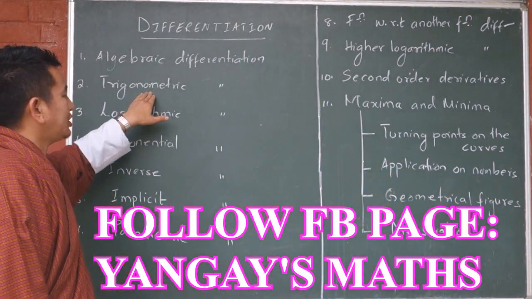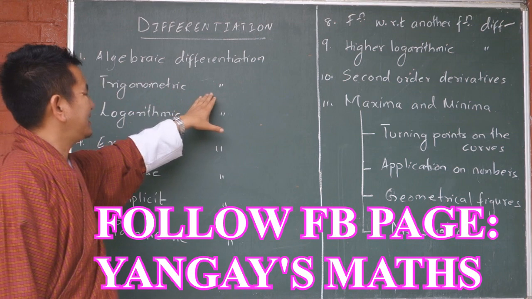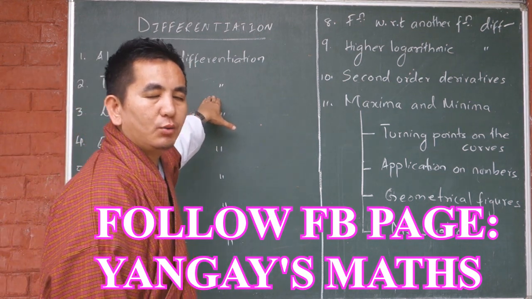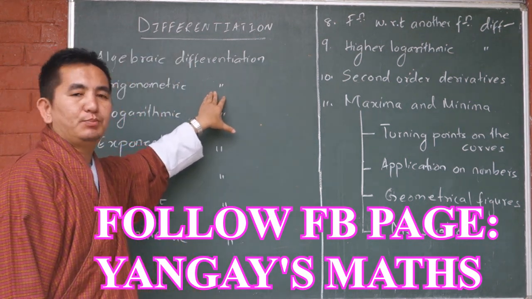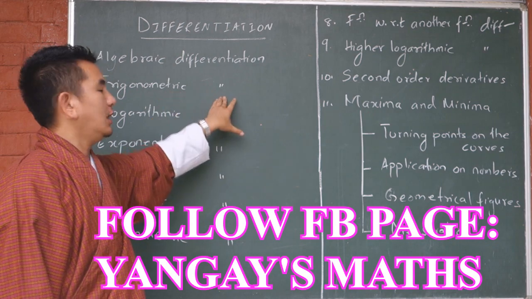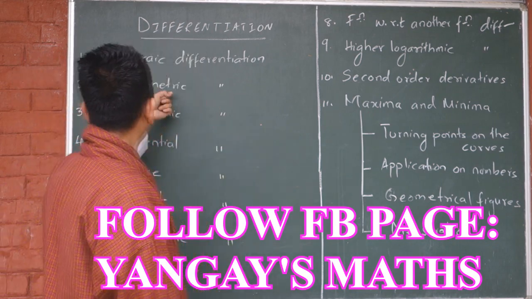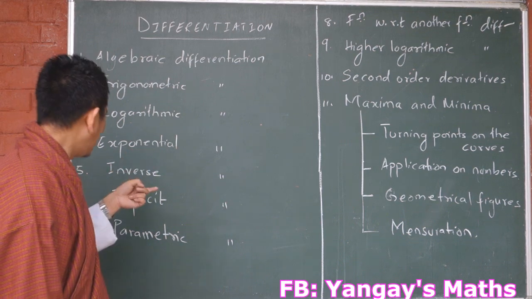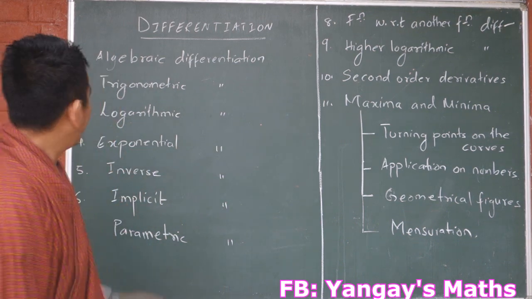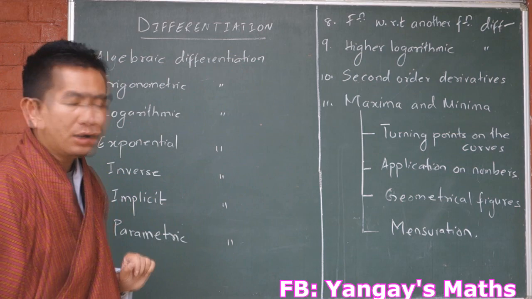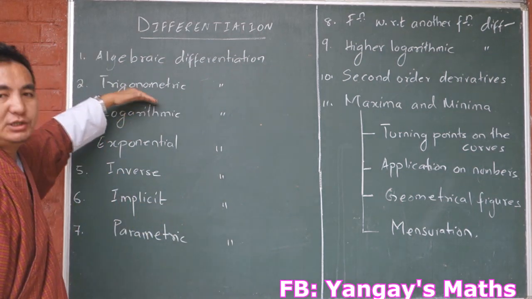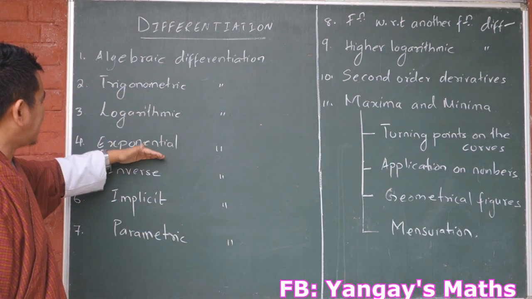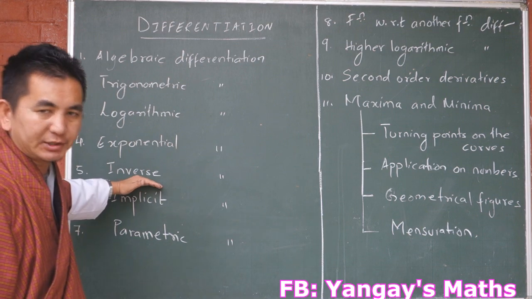But when it comes to trigonometric differentiation, commerce and business mathematics students don't need to go with trigonometric, logarithmic and exponential, as well as the inverse. But for science you have to do it all. For commerce you don't need to go with trigonometric differentiation, logarithmic, exponential and inverse differentiation.